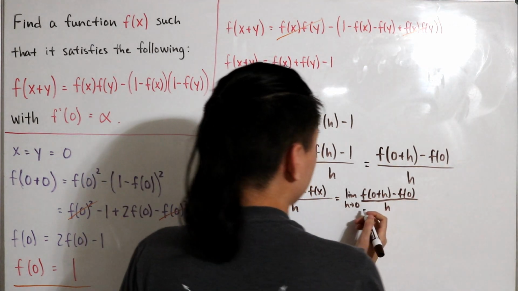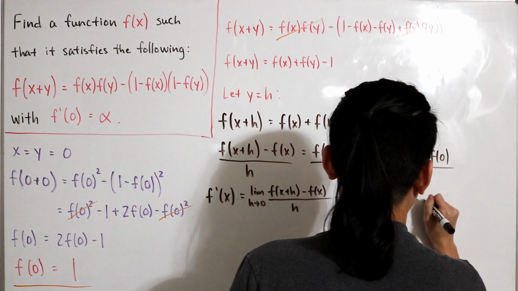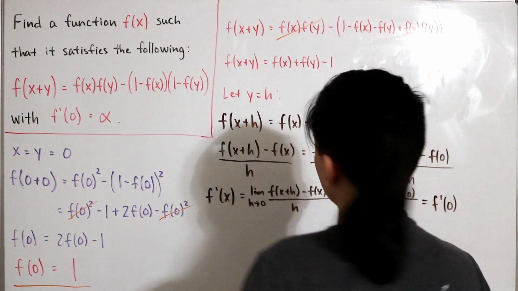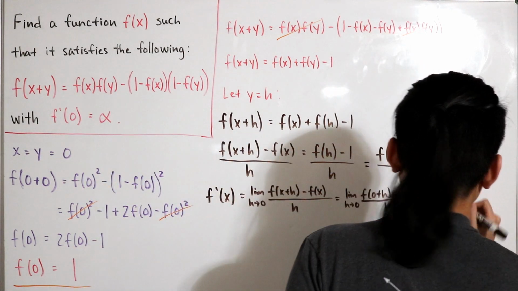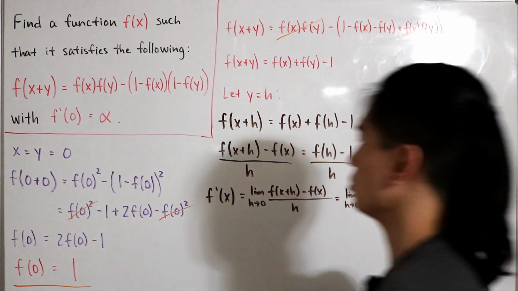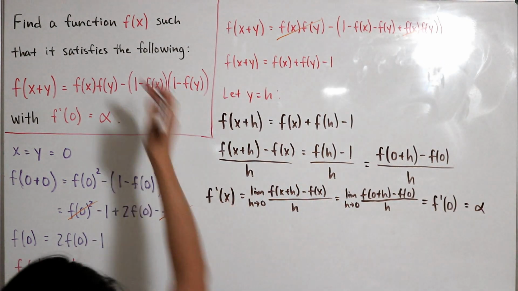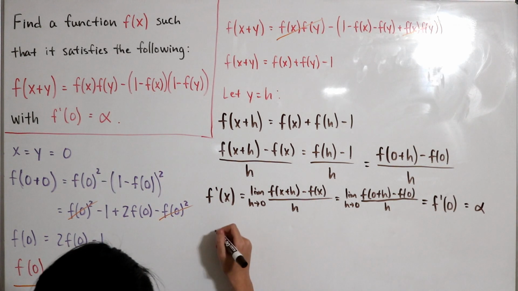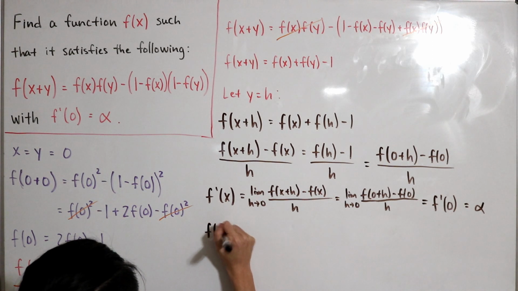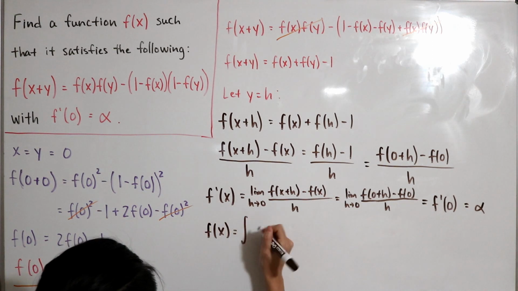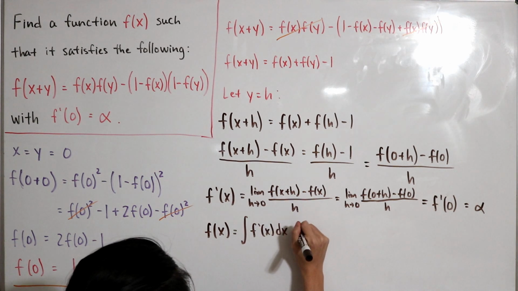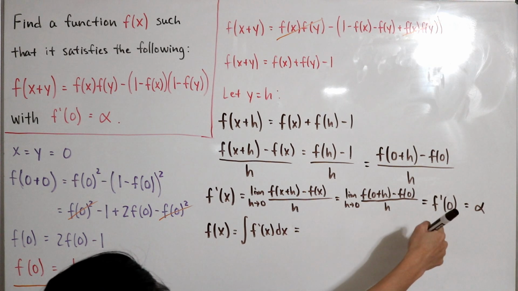So now we just formed that this is the derivative of f evaluated at 0, so f prime of 0. But we have that condition that's saying f prime of 0 is actually just equal to alpha. So now we actually just formed ourselves a little differential equation. So what does that mean? What we can do is to go back to find our f of x. Then we could just take the integral of both sides, the indefinite integral. So that means f of x is simply equal to the indefinite integral of f prime of x dx. So we just take this equal to the indefinite integral.